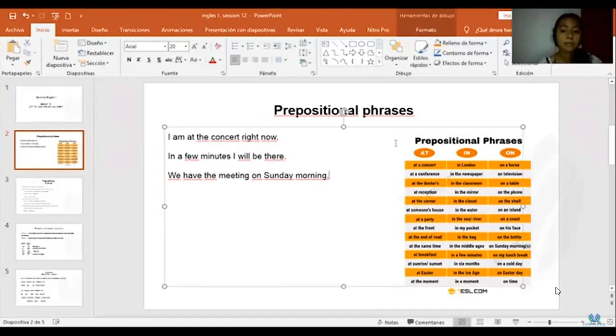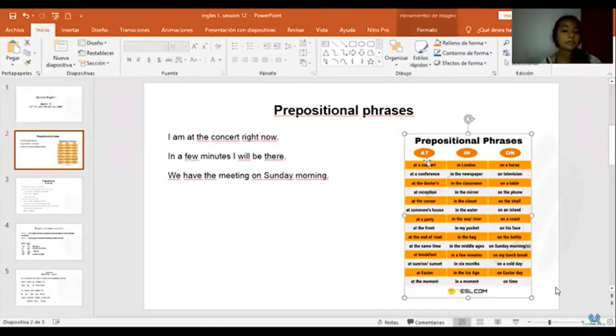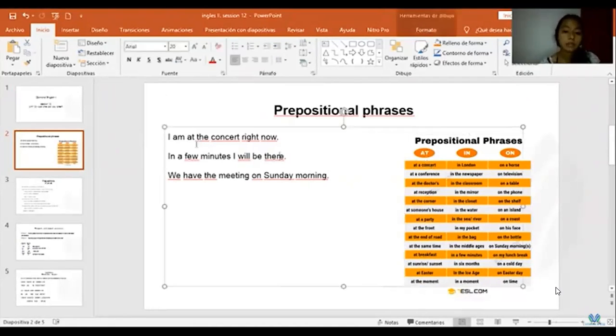In these prepositional phrases, we need to study and learn them by heart. For example, I am at the concert right now. In a few minutes, I will be there. In a few minutes, I'm using in. Then we have the meeting on Sunday morning. We have the preposition on. And here we have the at.